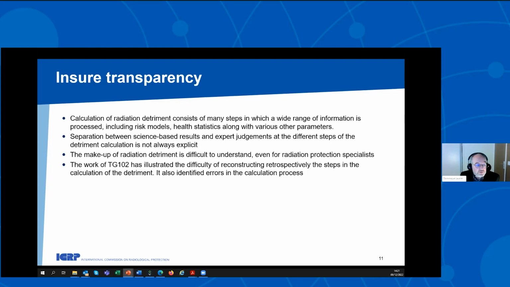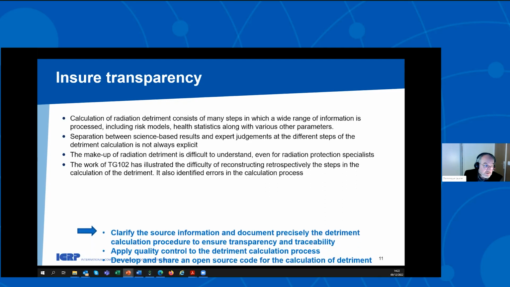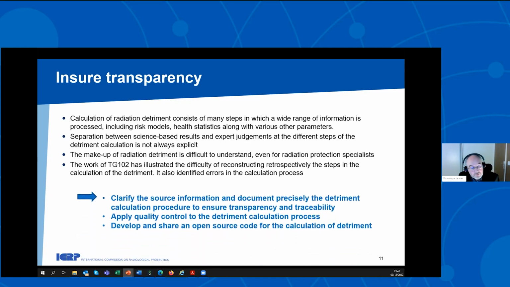In addition, the work of TG 102 has illustrated the difficulty to reconstruct retrospectively the different steps, to make sure that we are doing exactly what has been done in the calculation of the detriment. And it also identified errors in the calculation process. So one potential route of improvement for the future is clearly to clarify the source information and to document precisely the detriment calculation procedures to ensure transparency and traceability of the calculation.